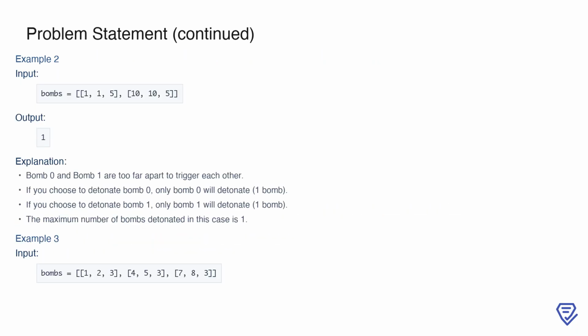Now let's look at another example with bombs = [[1,1,5],[10,10,5]]. Here, bomb 0 is located at (1, 1) with a blast radius of 5, and bomb 1 is at (10, 10) with the same radius. The distance between these two bombs is too great for either to trigger the other. If you choose to detonate bomb 0, only bomb 0 will explode, resulting in one detonated bomb. Similarly, starting with bomb 1 will only detonate bomb 1. Since no chain reaction is possible, the maximum number of bombs detonated in this scenario is 1.